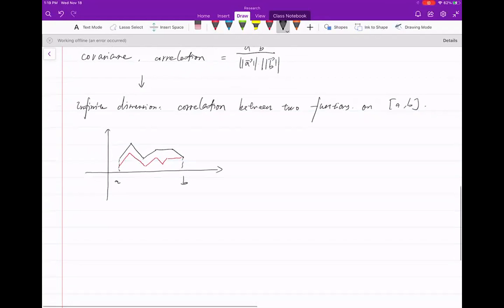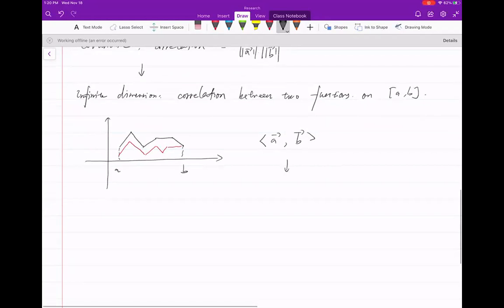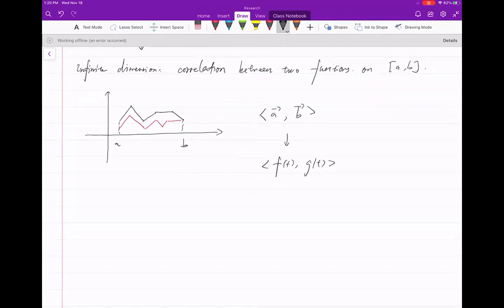So how do you tell if two functions are similar to each other? Again, you want to take the dot product, of course. But this time your dot product cannot be just A1 times B1 plus A2 times B2 plus A3 times B3, because now you don't have A1, A2, A3 anymore. You have all the possible values between A and B for each function. It's not even a vector. So I want to extend this idea to a new idea which will contain the correlation between two functions. Let's use X instead.